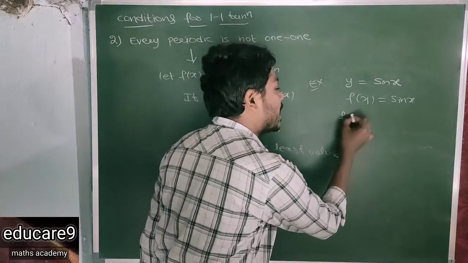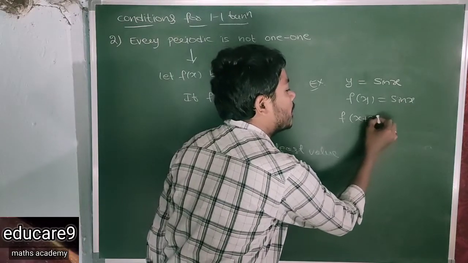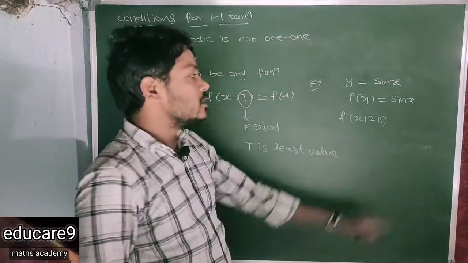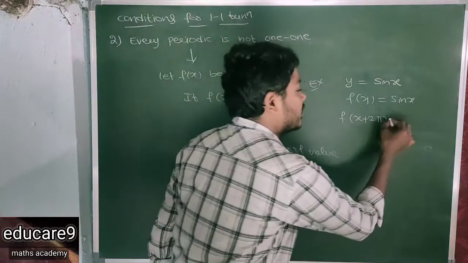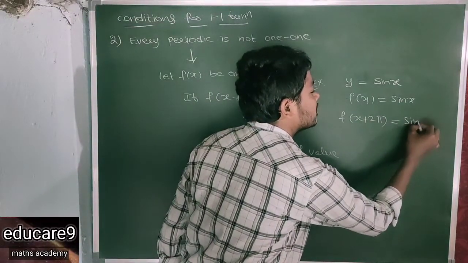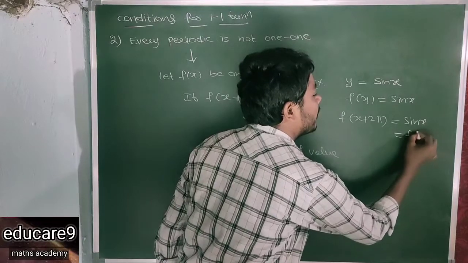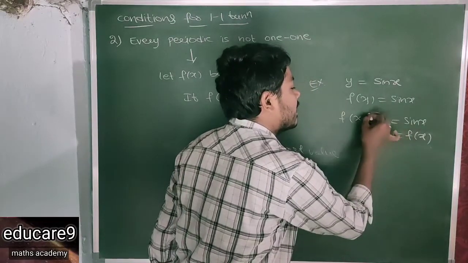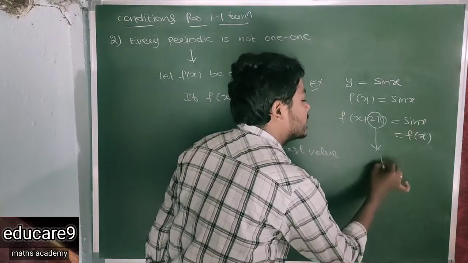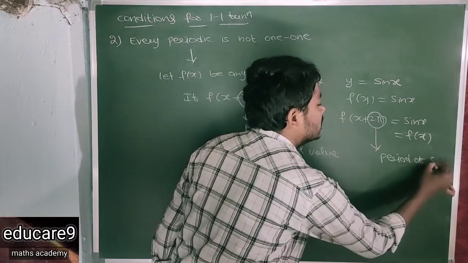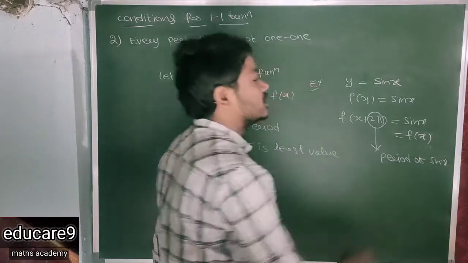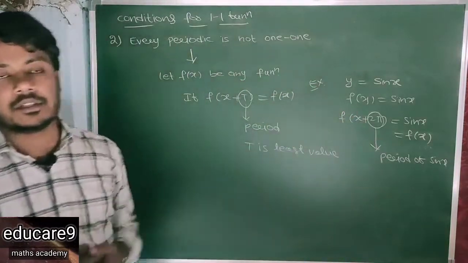Now replace x with 2 pi plus x. So sin of 2 pi plus x is what? Again you get sin x. So that is f of x. In that case, this 2 pi is the period of sin x. So clearly this is a periodic function.